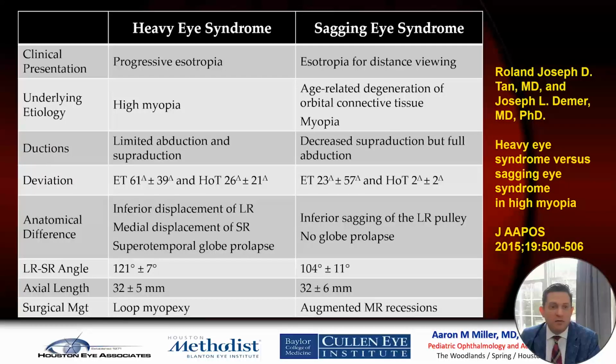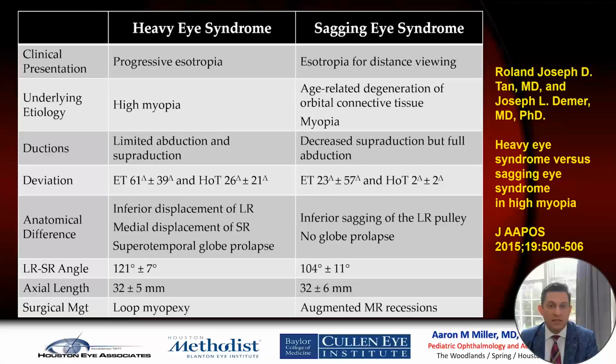If you think of why this is occurring, it has to do with the global anatomy. If the eye is down and in, then the posterior globe is up and out, and that's pushing on that band and causing stretching. Whereas sagging eye syndrome is more just a stretching of that band from orbital tissue changes, without the globe prolapse that you might see in heavy eye.